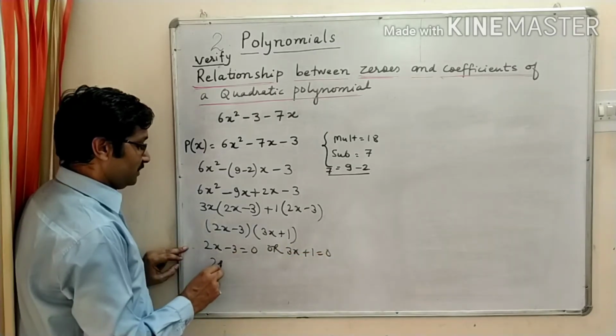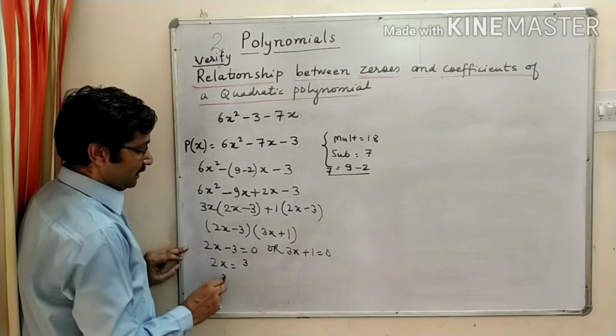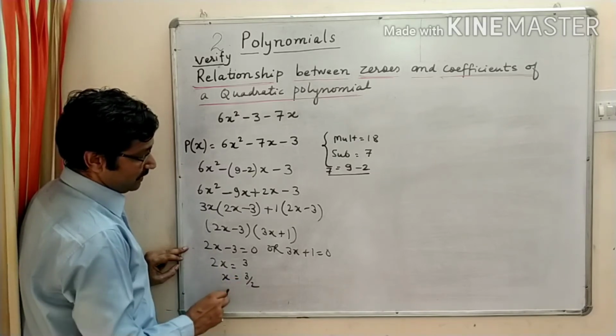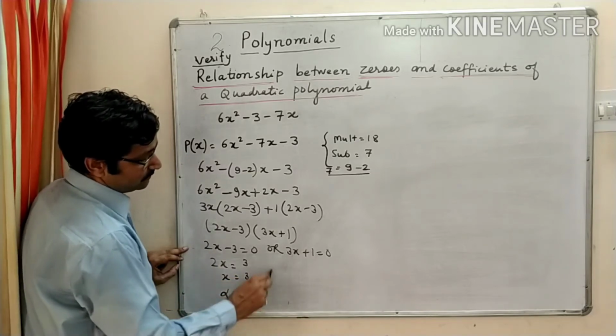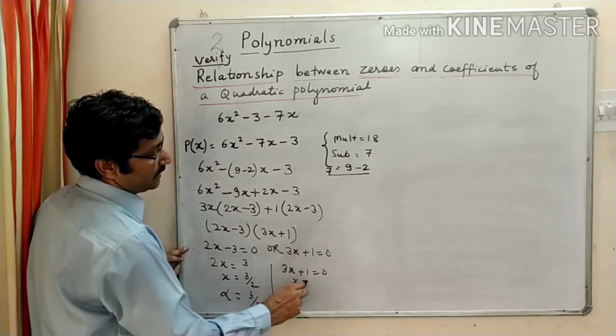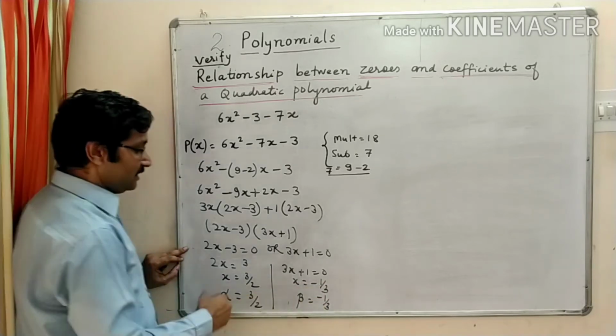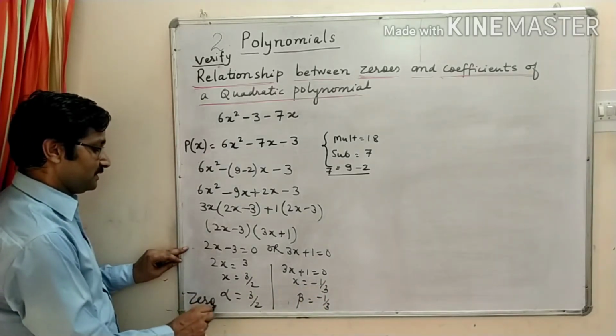So from here you get 2x equal to 3, then x equal to 3 by 2. So you get alpha equal to 3 by 2. Now the second, we have 3x plus 1 equal to 0, so you get x equal to minus 1 by 3. So beta is minus 1 by 3. These are the zeros.